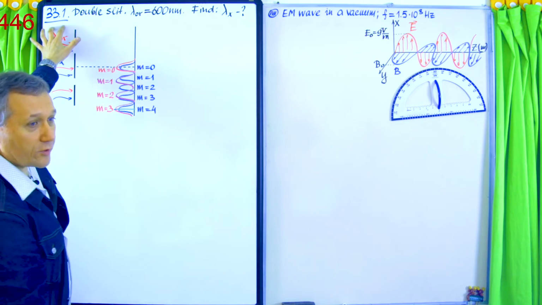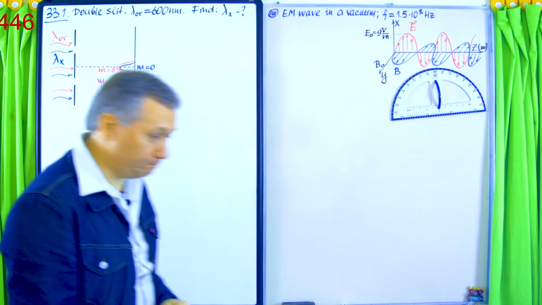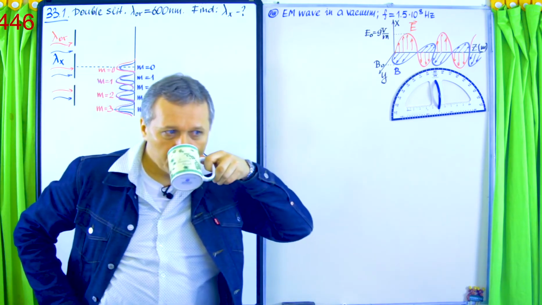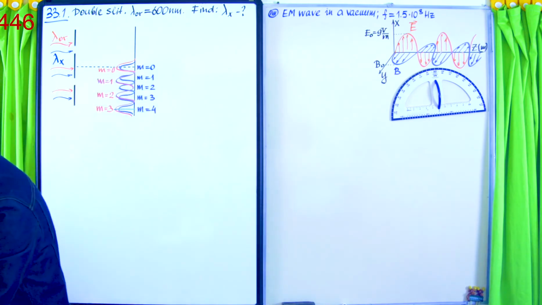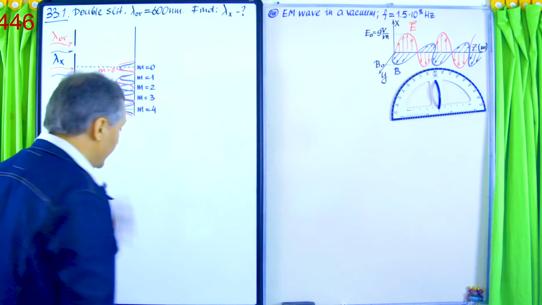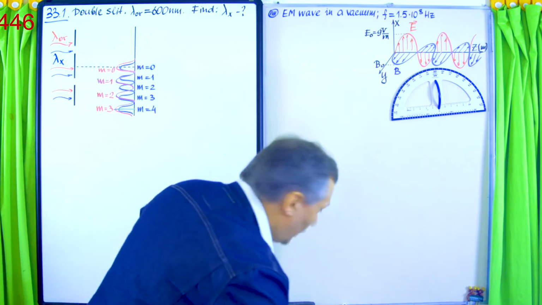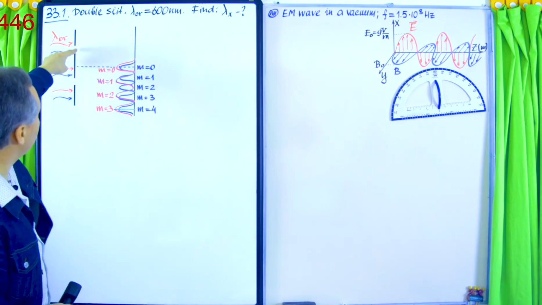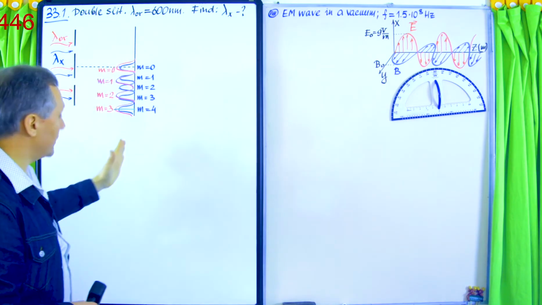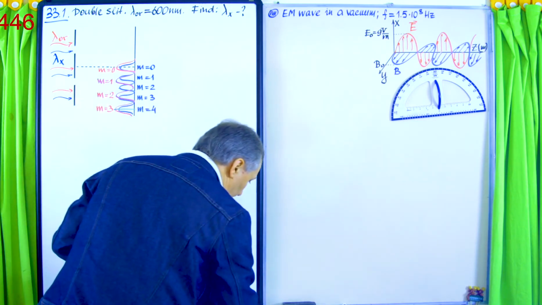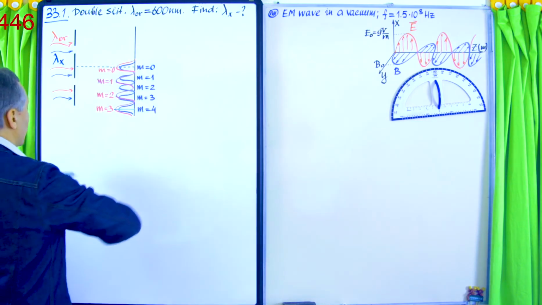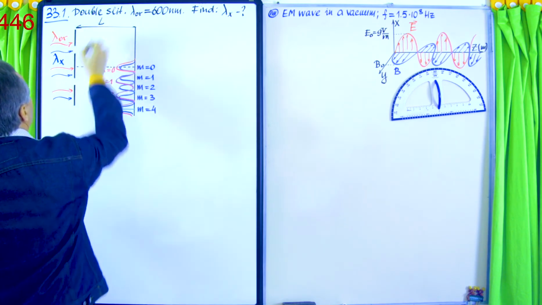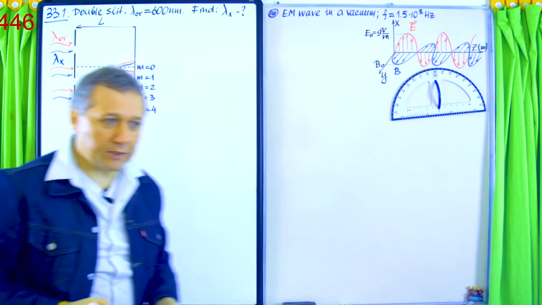So, chapter 33, problem 1. So what do we have here? There is a double slit. This is slit number 1, slit number 2. Then there is a screen. Here is L, but it's not given. L is not given. Distance between slits also is not given.